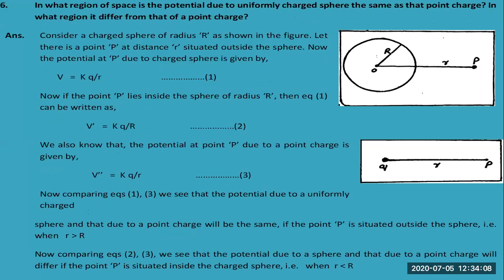In this class, we will discuss some of the most important topics of electrostatics and some of the most important questions asked from electrostatics. Here it is. In what region of space is the potential due to a uniformly charged sphere the same as that of a point charge, and in what region does it differ from that of a point charge?